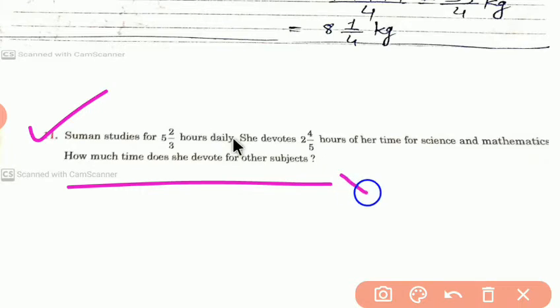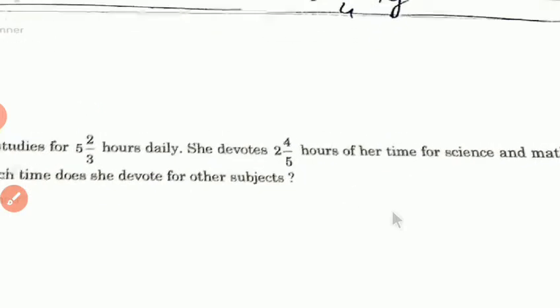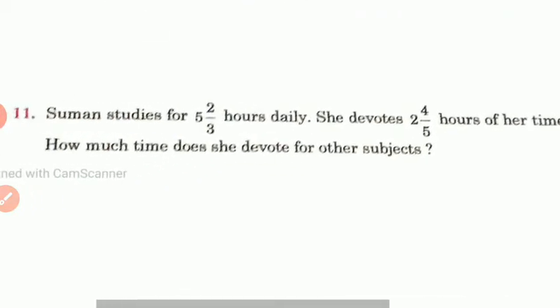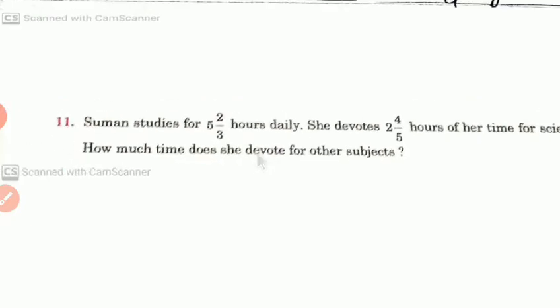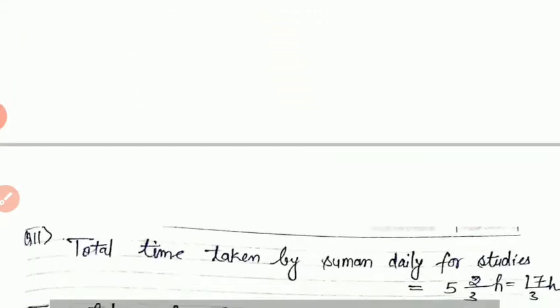Question number 11, the last question of our exercise. Suman studies for 5 2/3 hours daily. She devotes 2 4/5 hours of her time to science and mathematics. How much time does she devote to other subjects? Total time she is taking daily is 5 2/3 hours. Out of the total time, she is giving time for maths and science. How many hours? 2 4/5 hours. So if she gives this much time out of the total time, the left time is for other subjects. It means we have to subtract in this question.